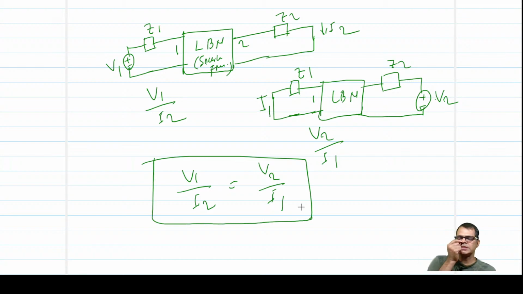What it says in simple words: the ratio of voltage, that is the source, and the ammeter reading of the other port will be the same if the source and ammeter are interchanged. This is the simple definition of the reciprocity theorem. So in that case, don't solve the circuit, just identify whether this network qualifies as a linear bilateral network or not.